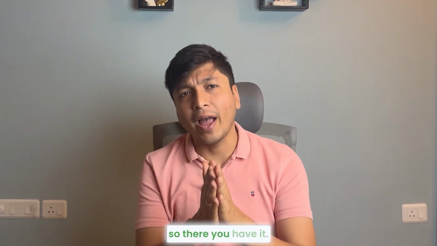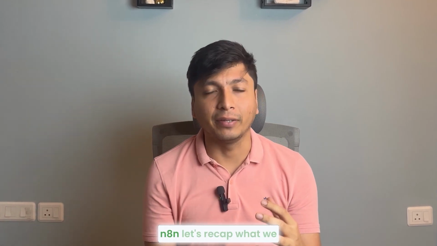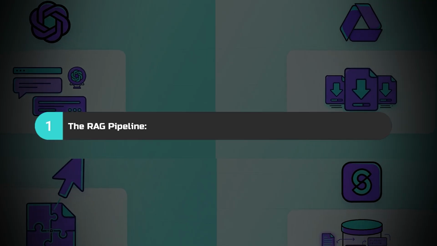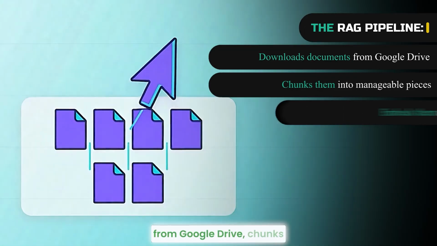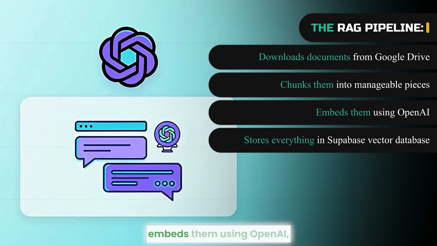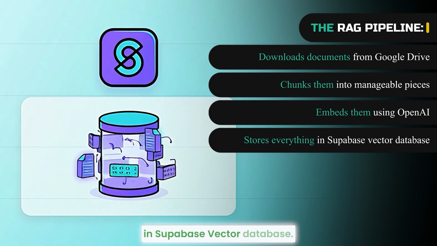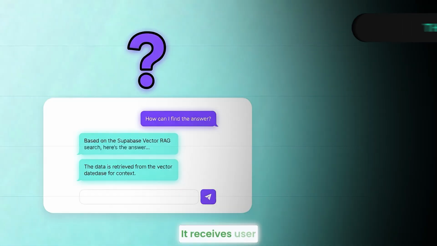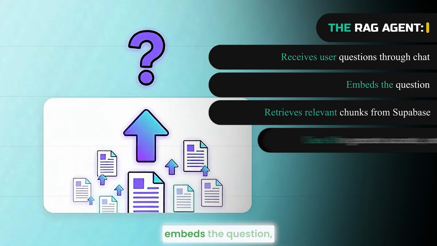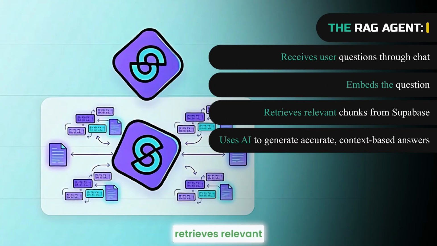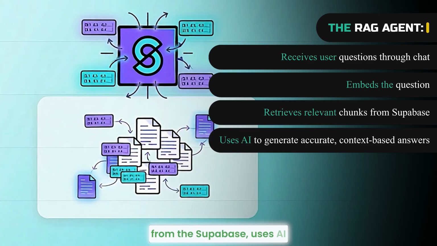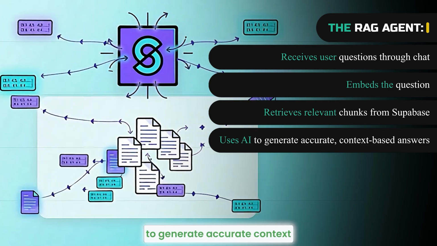Alright, so there you have it, a complete RAG system in n8n. Let's recap what we just built. The RAG pipeline downloads the documents from Google Drive, chunks them into manageable pieces, embeds them using OpenAI, and then stores everything in the Supabase vector database. Then the RAG agent receives user questions through chat, embeds the question, retrieves relevant chunks from Supabase, and uses AI to generate accurate context-based answers.